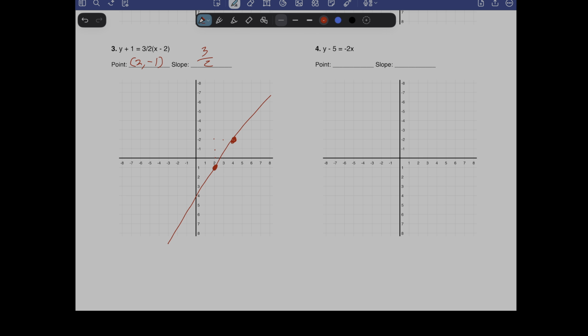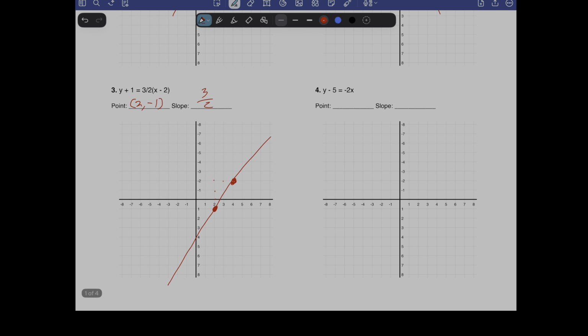Let's take a look at number 4. Okay, ooh, wow, this one's a little bit tricky, okay? So now what's my slope? -2, because that's in front of the x. Now, what's my point? Well, I don't have an x plus anything, so what do I do?